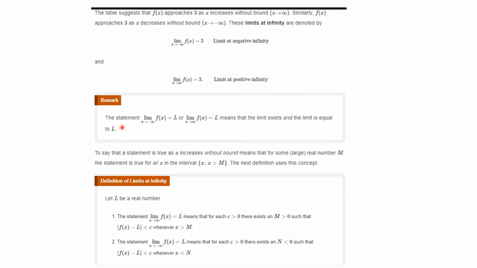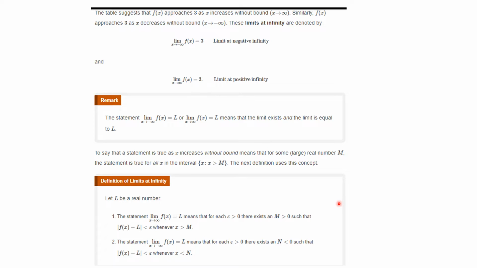Now the statement, the limit as x tends to minus infinity of f of x equals L, or the limit as x tends to infinity of f of x equals L, means that the limit exists and the limit is equal to L. To say that a statement is true as x increases without bound means that for some large real number m, in fact any real number m, the statement must be true for all x in the interval where x is greater than m.